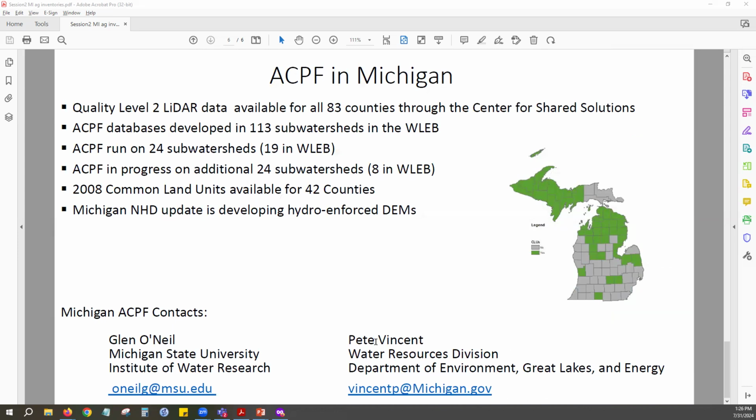I'm showing this slide so you can see Pete Bitson and Glenn O'Neill. Those are the people who have been working on this. If you're interested in contacting them and learning more about what they're doing with these watersheds, they've particularly focused on the Western Lake Erie Basin and have quite a few of those watersheds done. These numbers might even be two years old, so they've gotten beyond that since then.